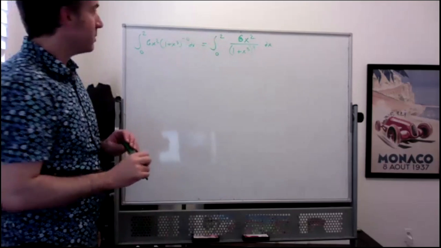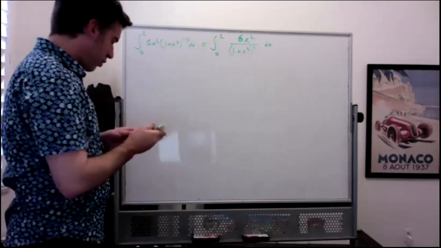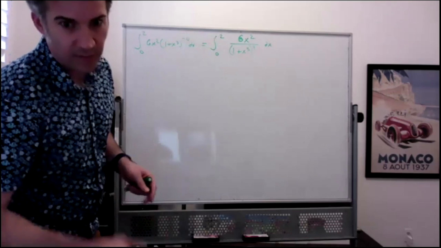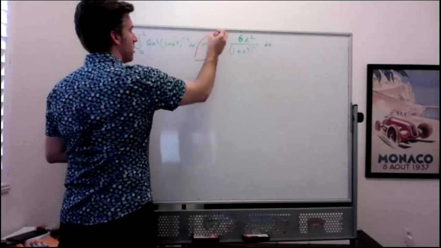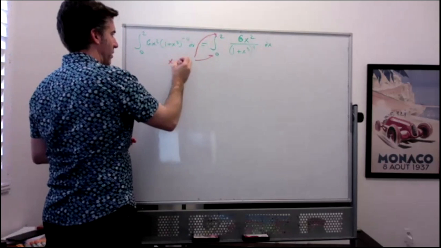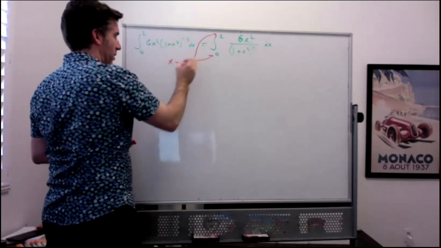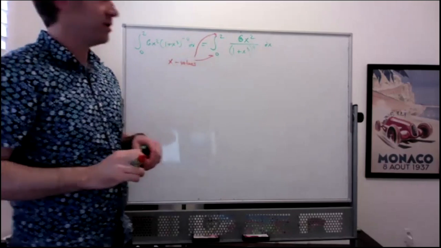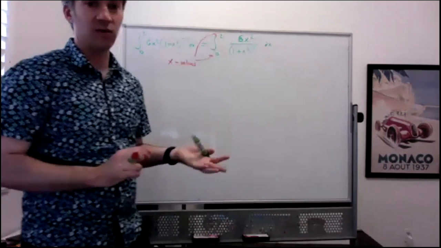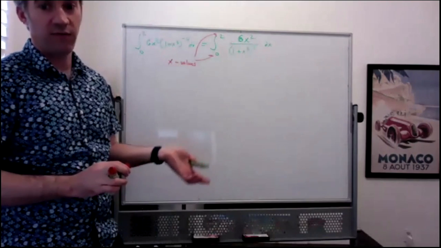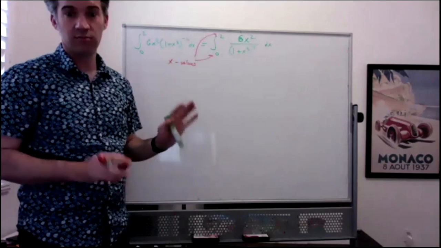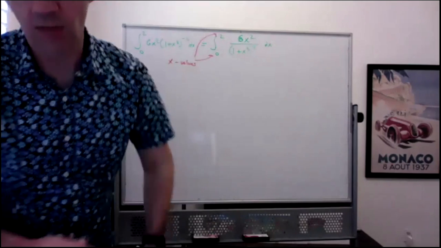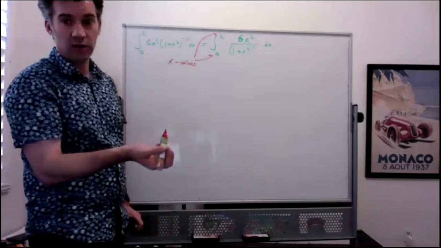Okay, so these are the x values, right? We're saying I want to find the area under the function f of x equal to 6x squared over (1 plus x cubed) to the 4th between x equals 0 and x equals 2. Great. So we can go two different directions here.